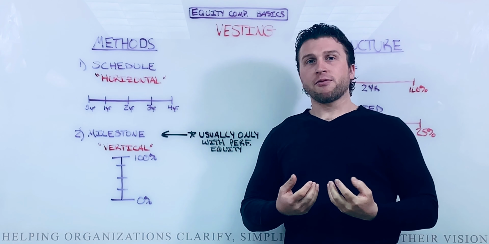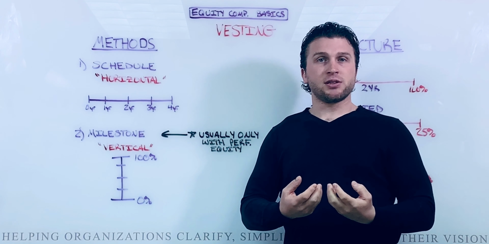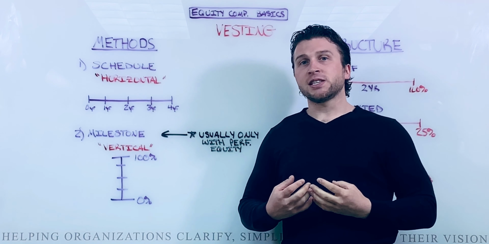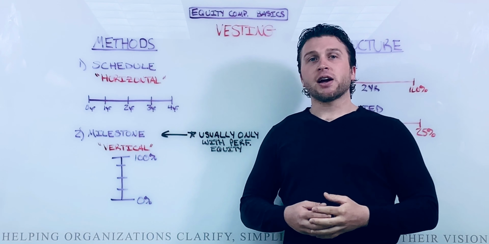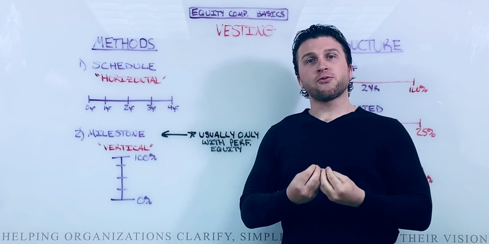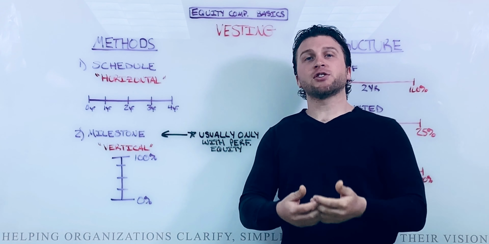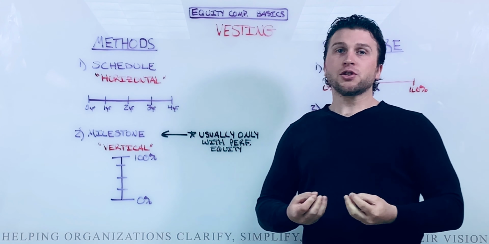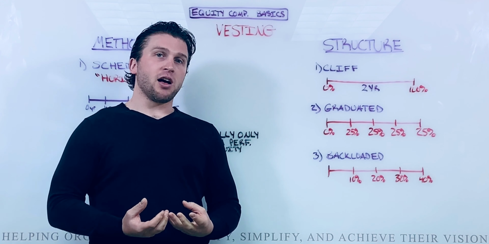Now, if you recall, vesting is different for different vehicles. Vesting in option-like instruments does not mean that you have constructive receipt of the equity. It just gives you the right to exercise. Whereas in your restricted stock or performance stock or RSUs, PSUs, when you vest, you now have constructive receipt of that equity. Also within vesting, we have different structures of equity vesting.